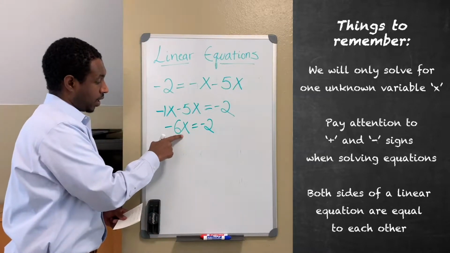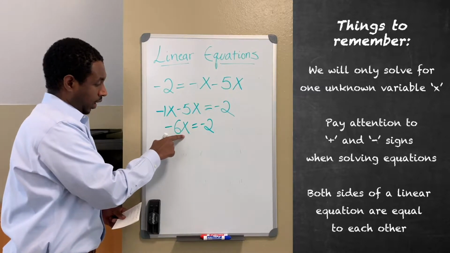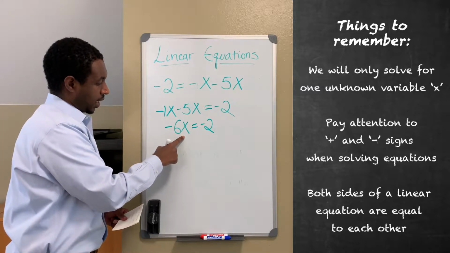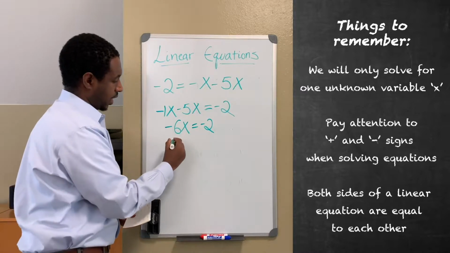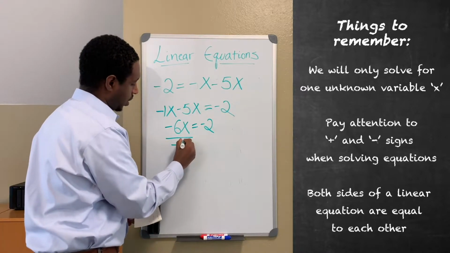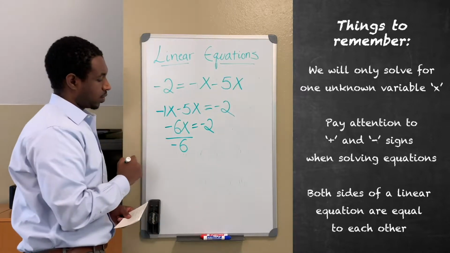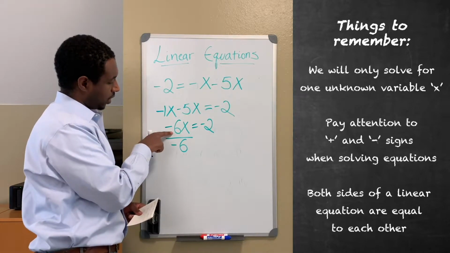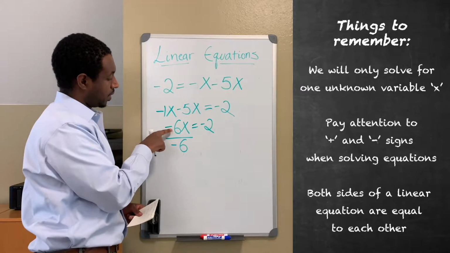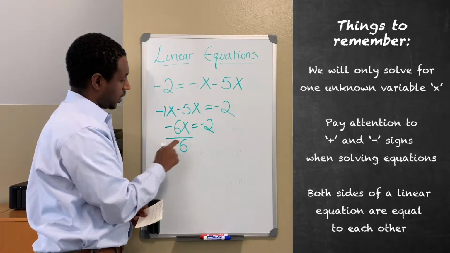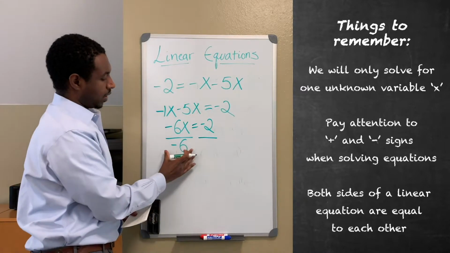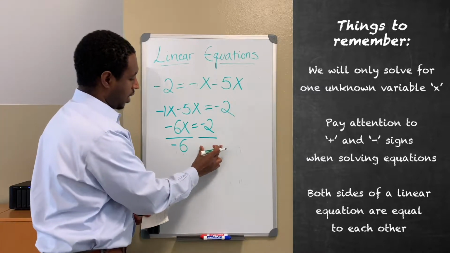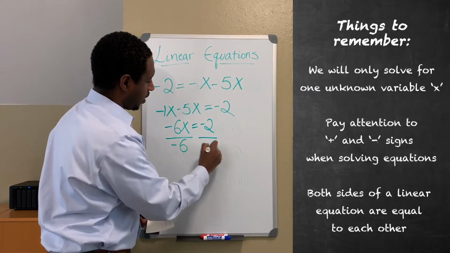And remember, my target, my goal is to find x. The unknown is x. So in order to do that, just like what I did on the previous questions, I'm going to go ahead and divide it by the coefficient. And the coefficient on this one happened to be minus 6. But whatever I do on the left side, I have to do it on the right side as well.